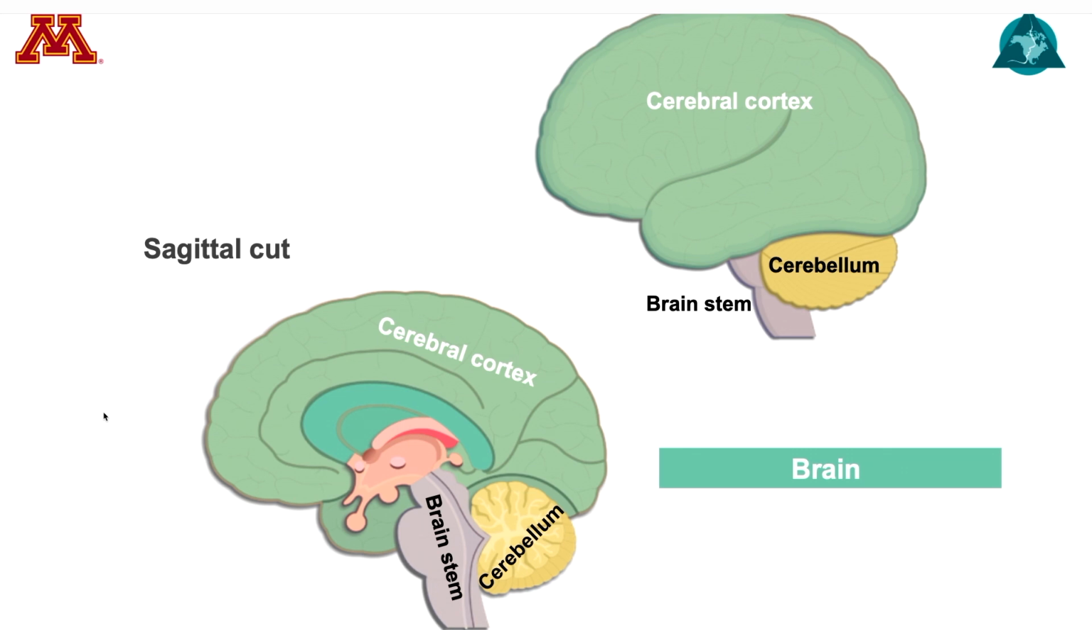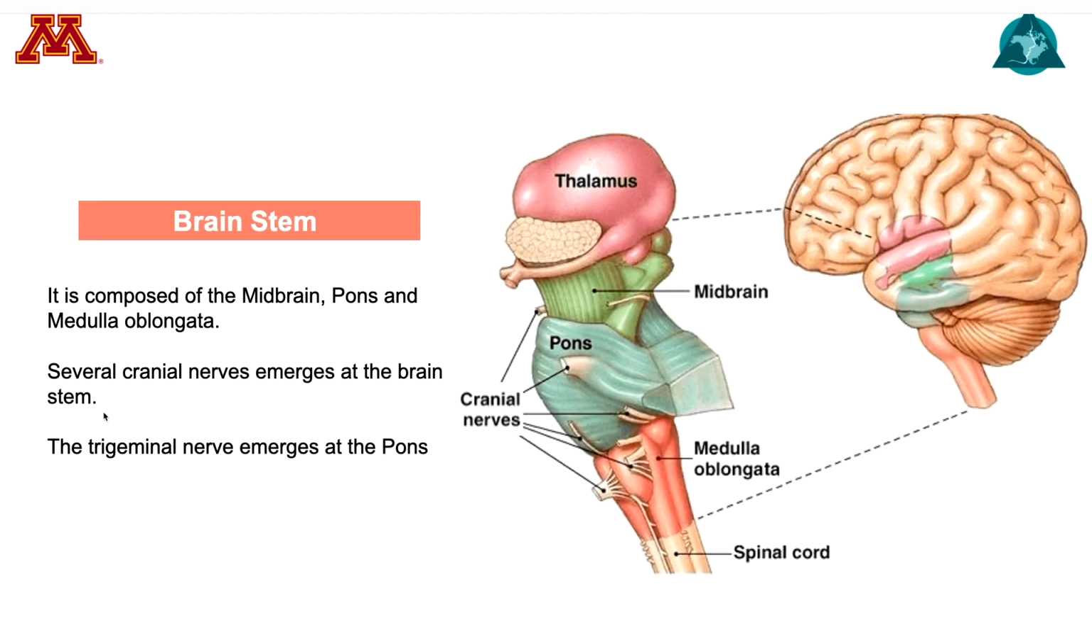In between, there is the brainstem, which is in continuation with the spinal cord. And above it, there is the thalamus. We are also more interested in the brainstem. The brainstem is further divided into 3 parts: midbrain, uppermost, pons, and then the medulla oblongata, after which comes the spinal cord. The pons is where the trigeminal nerve emerges.